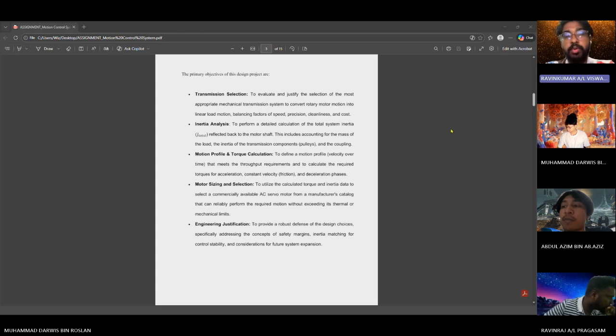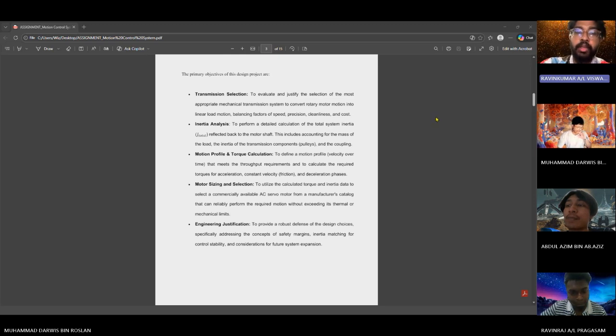The next one is motor sizing and selection: to utilize the calculated torque and inertia data to select a commercially available AC servo motor from the manufacturer catalog that can reliably perform the required motion without exceeding its thermal and mechanical limits. Lastly, the engineering justification: to provide a robust defense of the design choices, specifically addressing safety margins, inertia matching for control stability, and consideration for future system expansion.